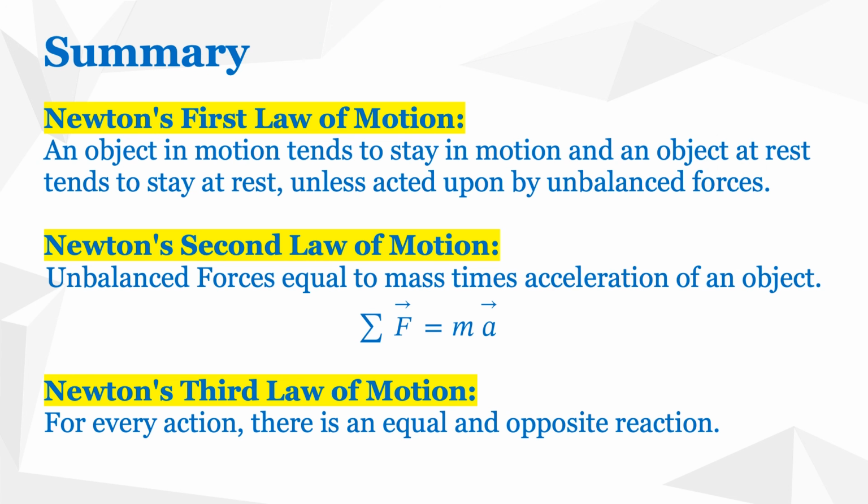Now let us summarize Newton's laws of motion. Newton's first law states that objects in motion tend to stay in motion, and objects at rest tend to stay at rest unless acted upon by an unbalanced force. Newton's second law of motion states that unbalanced forces are equal to the mass times acceleration of an object, while Newton's third law states that for every action, there is always an equal and opposite reaction.